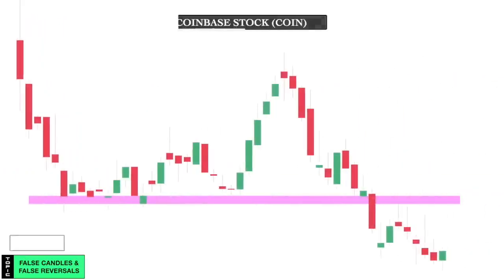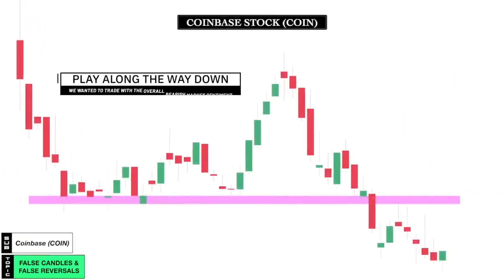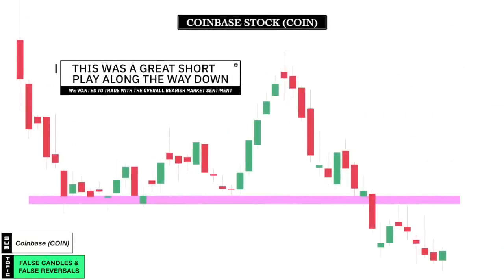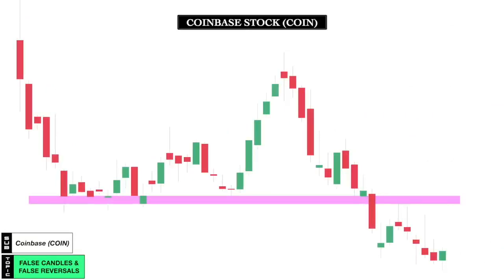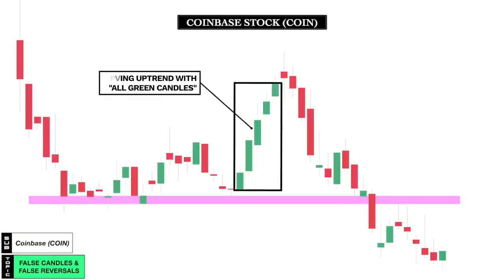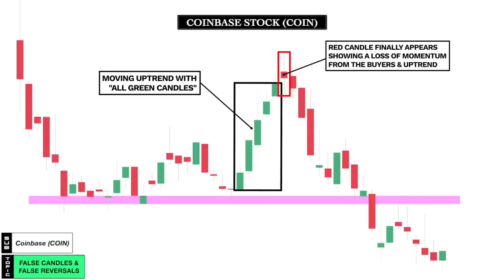This is the Coinbase stock. Now let's first establish what gave us our bearish bias, starting on the weekly time frame. You had your moving uptrend with all green candles before a red candle finally appears, which shows a loss of momentum from the buyers in the market. So let's pull up the daily time frame.